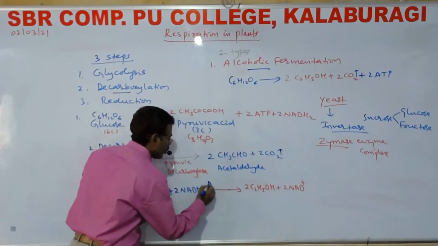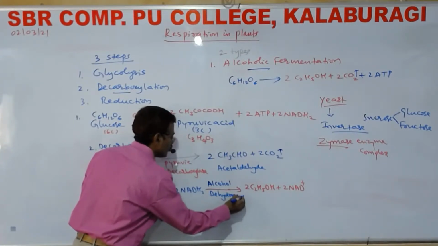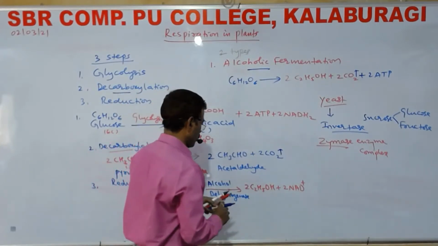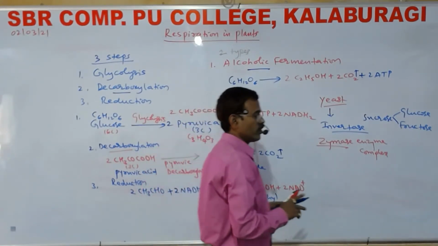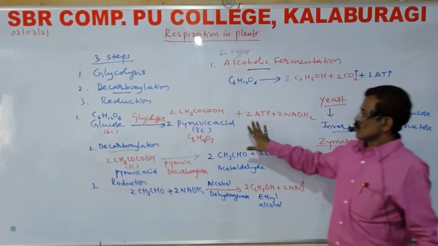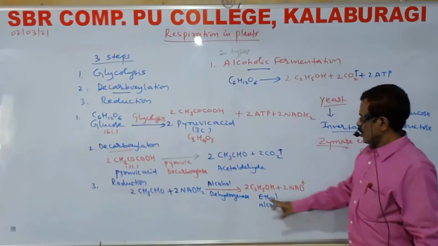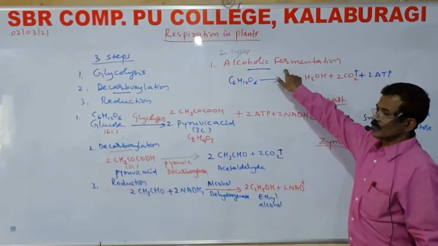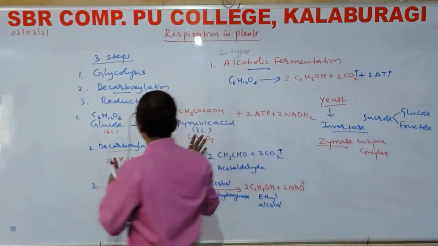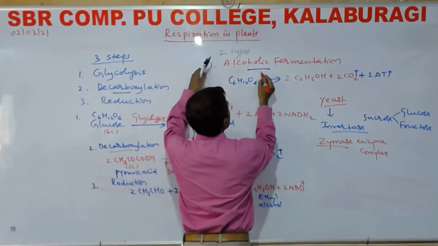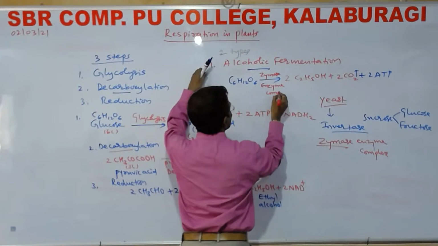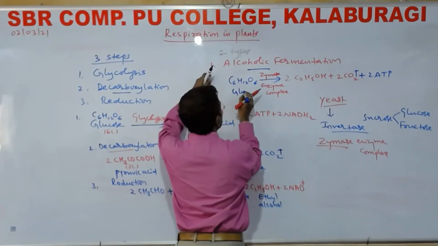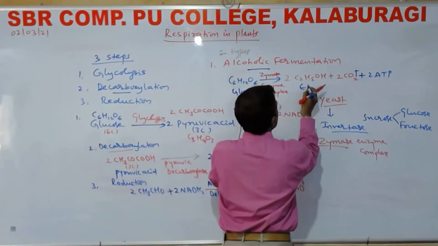This is catalyzed by the alcohol dehydrogenase enzyme. This is ethyl alcohol. So through three steps there will be synthesis of ethyl alcohol in alcoholic fermentation. The whole process is catalyzed by the zymase enzyme complex. So this is it: glucose to ethyl alcohol.